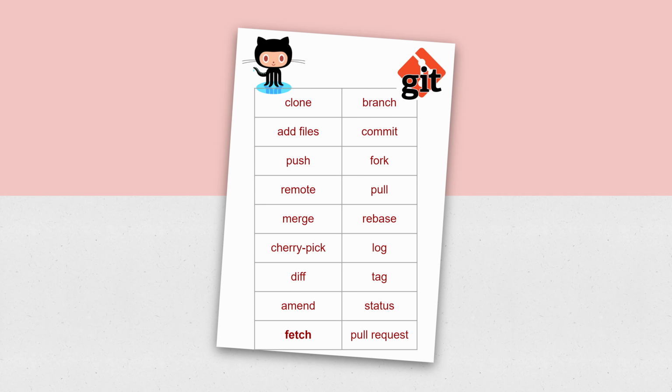So now let's recap. We found how to clone, and we learned about branch, and we learned about add files to the staging area and commit, and pushing changes back to the GitHub repository. And we also learned about fork, and we also learned a lot about remote, and we learned about status and also pull request. So now it's time to focus on pull, merge, rebase, and fetch.